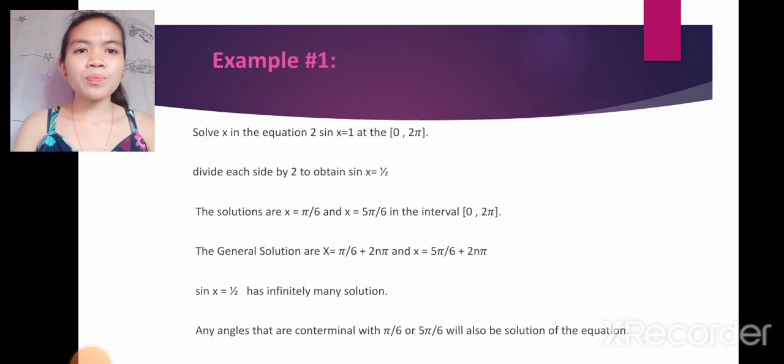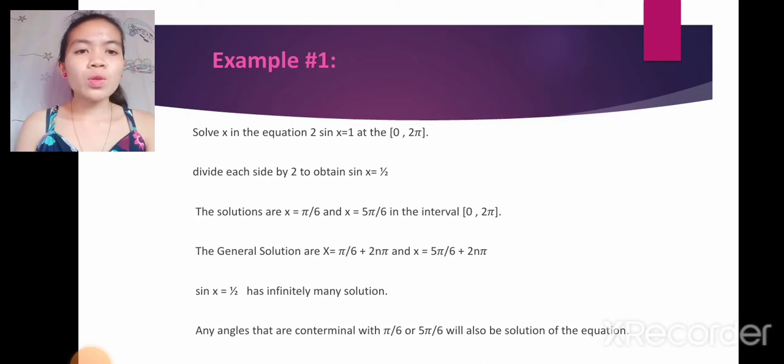So, example: solve for x in the equation 2 sin x = 1 on the interval 0 to 2 pi. Divide each side by 2 to obtain sin x = 1/2. So the solutions are x = pi/6 and x = 5 pi/6 in the interval 0 to 2 pi.